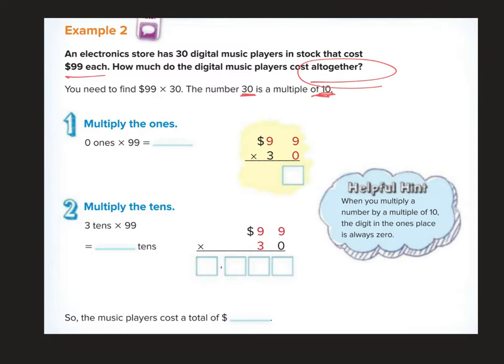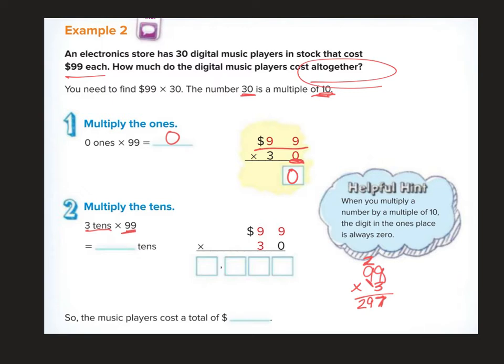So, first step, multiply the ones. 0 times 99. 0 99s is just 0, right? We got nothing there. So what if I did 3 tens times 99. All right, so here's what I'm going to do. I'm going to say, well, what's 99 times 3? 3 times 9 is 27. 3 times 9 is 27, plus 2 more is 29.